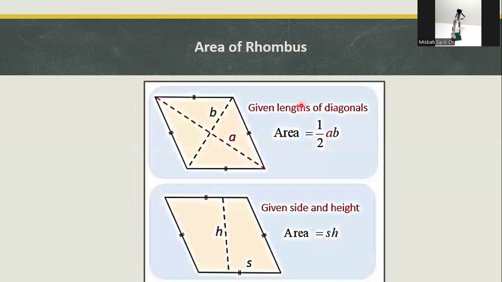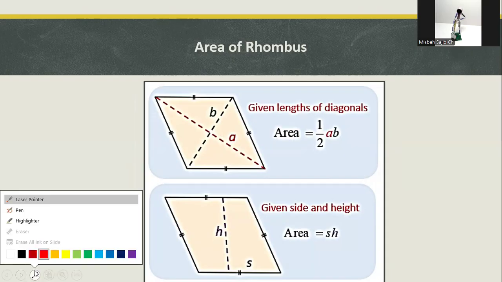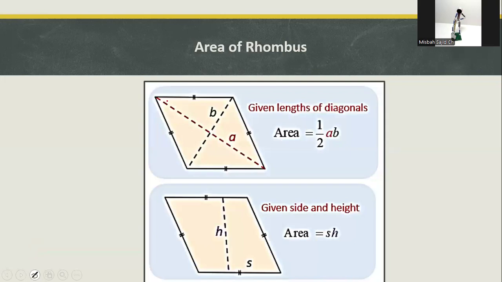Now we have to see how we can calculate the area of a rhombus. There are basically three cases. I am going to discuss only two. Whenever you are given only the two diagonals, if sides are not given in a rhombus, if just diagonals are given, you can also find its area. How? Area is equal to half of A and B, where A is one diagonal and B is the other diagonal. So just multiply them and divide by 2. That is the area of a rhombus whenever the lengths of the diagonals are given.